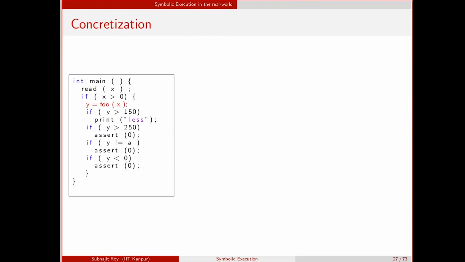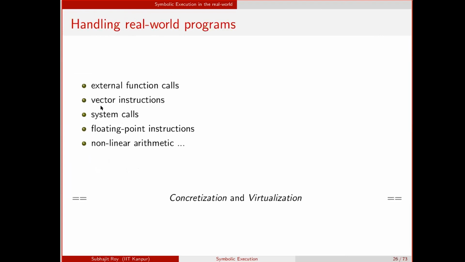Concretization: think about a function, let's say foo, which is an external function. Something like angr is able to work on binaries, but most symbolic execution engines actually need the source code. And there could be other things that are difficult to reason on.